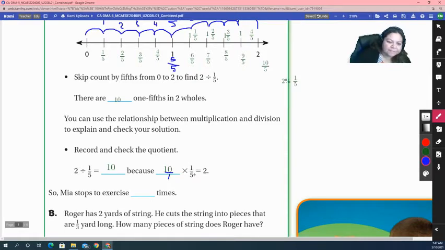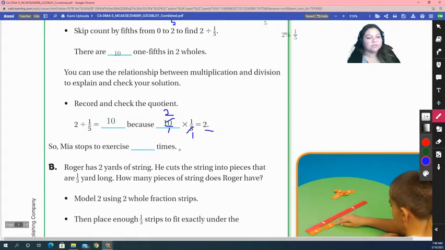But if I cross simplify, I see that I have 5 and 10 that I can divide by 5. So 5 divided by 5 is 1. 10 divided by 5 is 2. So 2 times 1 is 2. That just verifies that that is correct. So Mia stops to exercise 10 times, and we want to understand that I can check with multiplication.